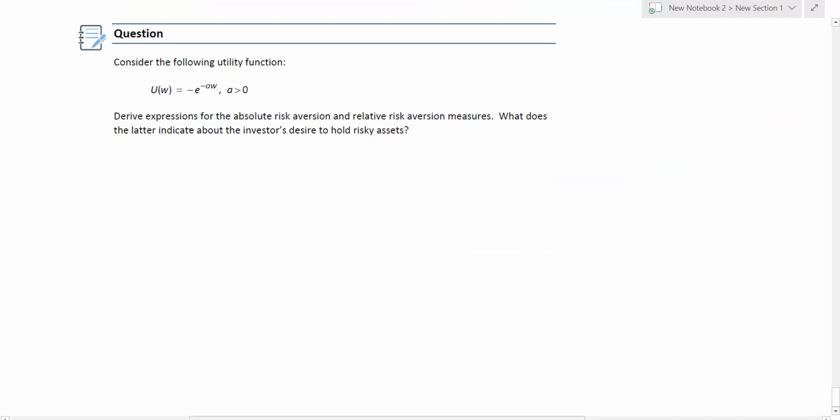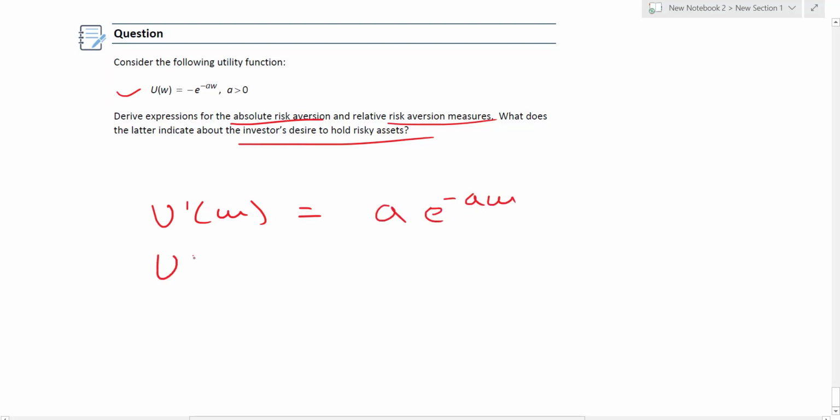Okay, let's look at this question. Here you have got U of W is equal to minus e to the power of minus AW, and you have to find the measures for absolute and relative risk aversion and comment on the desire of the investor to hold risky assets as his wealth grows. Okay, so what would be U dash W? U dash W will be equal to A e to the power of minus AW. U double dash W will be equal to negative of A square e to the power of minus AW.